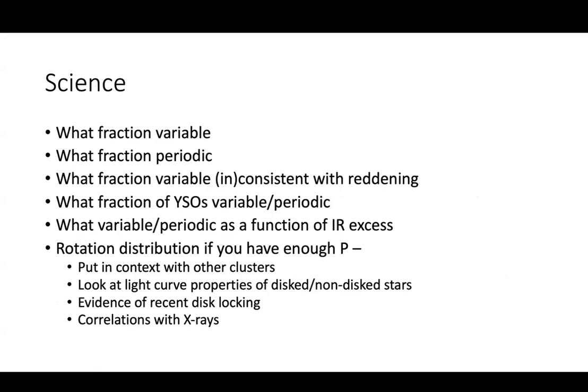And the kinds of science you can do, you can look for what fraction of the targets are variable, what fraction are periodic, what fraction of the variables are consistent or inconsistent with reddening, what fraction of the young stars are variable or periodic, what are the ones that are variable or periodic as a function of whether or not it has IR excess, big IR excess versus smaller IR excess.